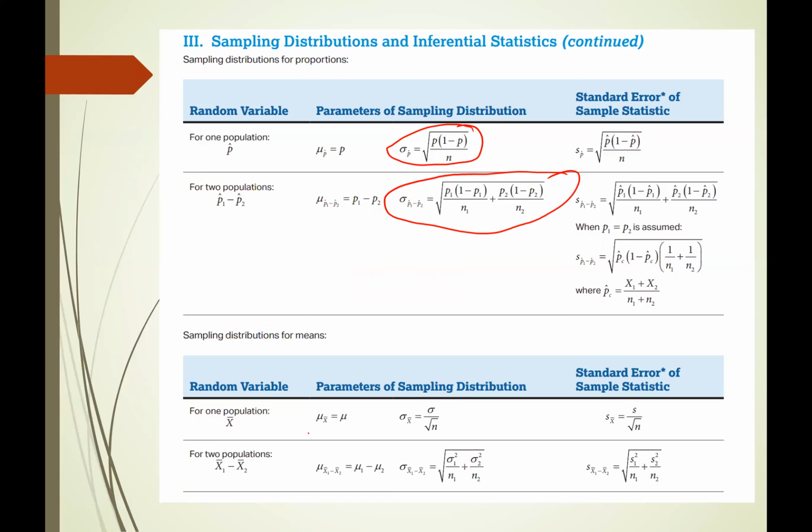For one population, the mu of x bar is equal to mu. Sigma of x bar is equal to sigma over the square root of n. So sigma of x bar means the sampling distribution. Oh, it even says sampling distribution here. And that's what we do if we're comparing two means.